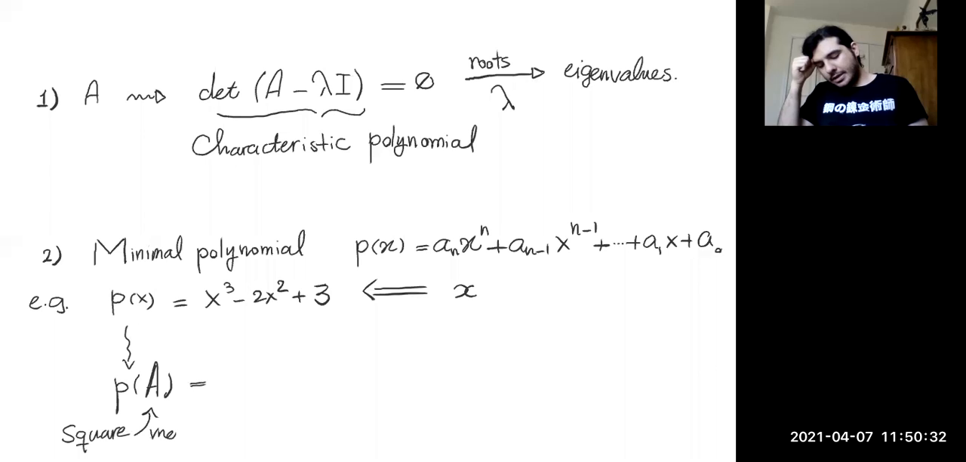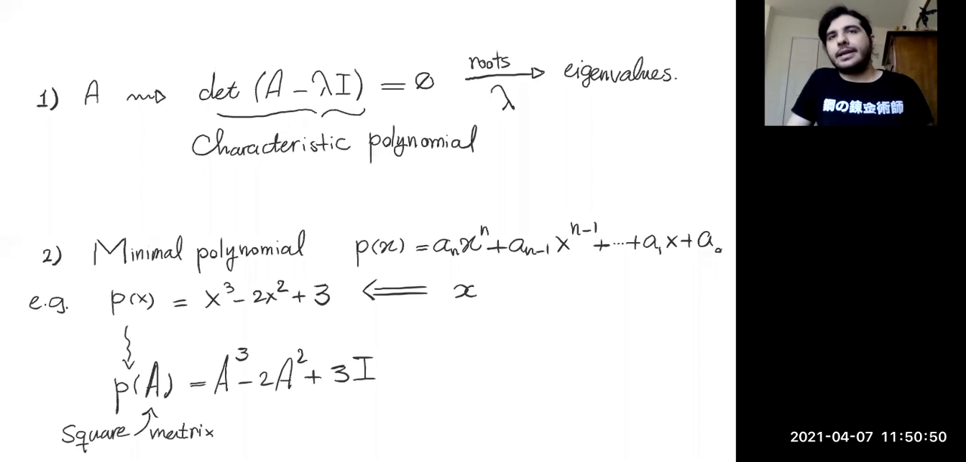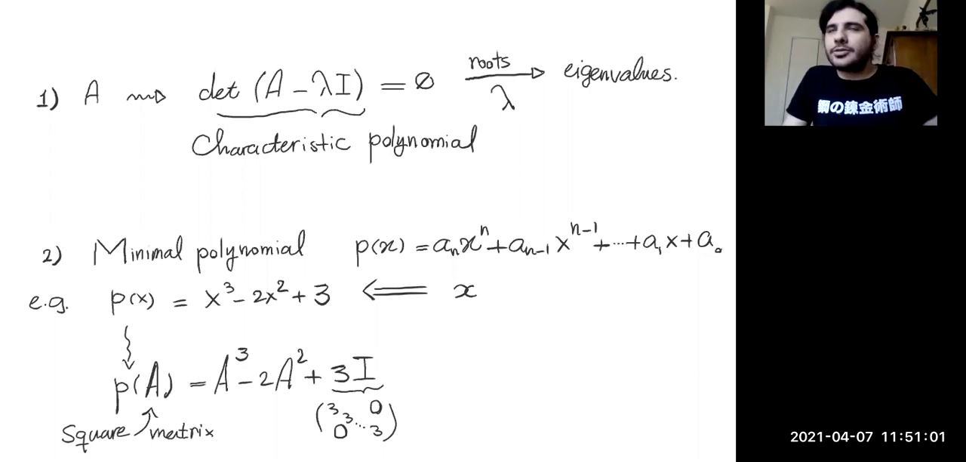For any matrix, we can define the same thing. We can look at A cubed, just a matrix multiplied by itself 3 times, minus 2A squared. And then always, rather than having that constant number plus 3, we add plus 3I. This is the identity matrix multiplied by number 3. So this is just 3, 3, etc. on the diagonal. So we can rewrite a polynomial for a matrix. We can plug in matrices into polynomials.